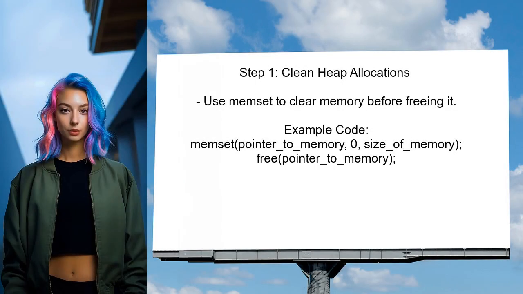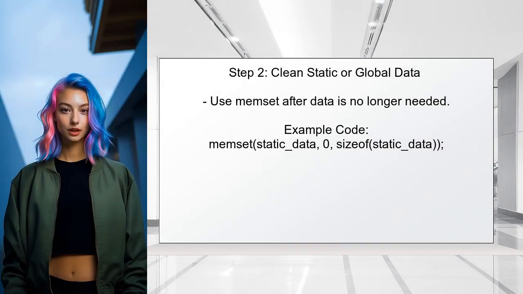To begin addressing the user's concern about cleaning up sensitive data in memory, the first step is to handle heap allocations. Before freeing any allocated memory, the user should use the function memset to clear the memory area. Next, the user should focus on static or global data. After using this data, it is crucial to clean it up as well. Again, memset can be employed to ensure that sensitive information is removed.